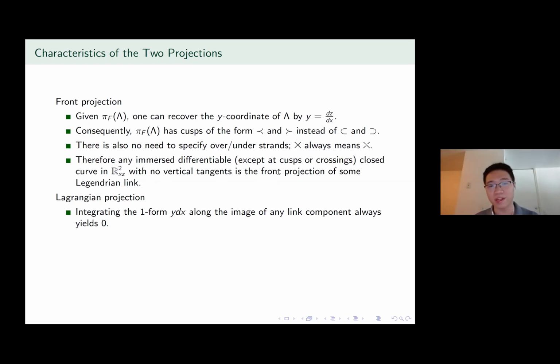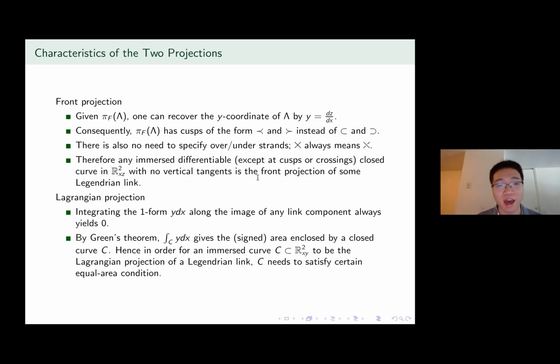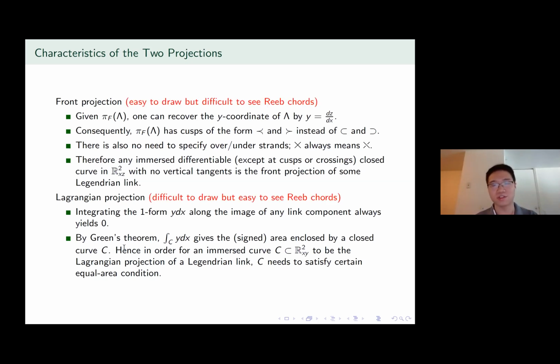So for example, integrating the one-form y dx along the image of any link component is always 0. Okay. And by Green's theorem, this imposes some sort of area condition on the Lagrangian projection, because you're computing the area enclosed by the curve, so the signed area should sum to 0. Okay, so therefore it's hard to draw a Lagrangian projection. It's easy to draw a front projection. It's harder to draw a Lagrangian projection.